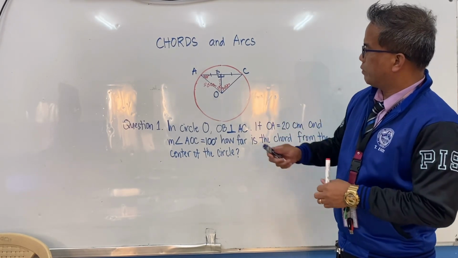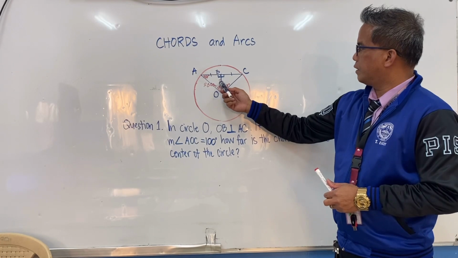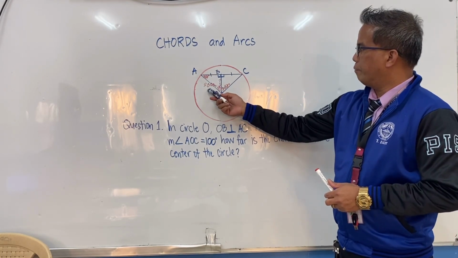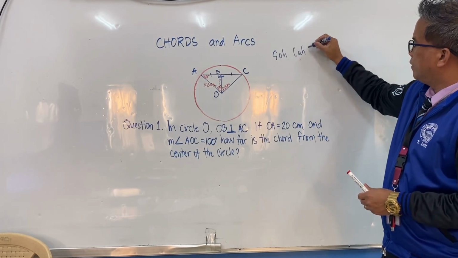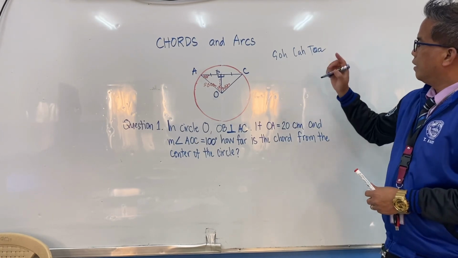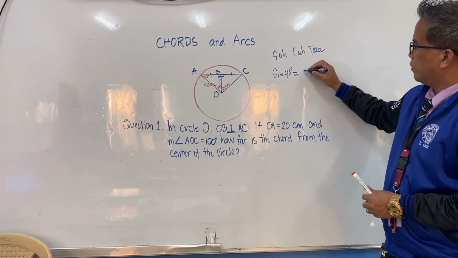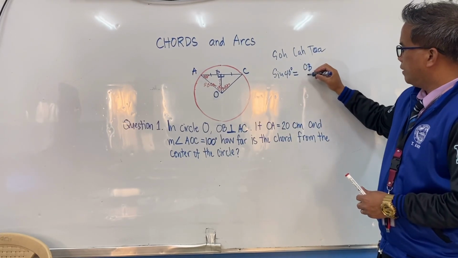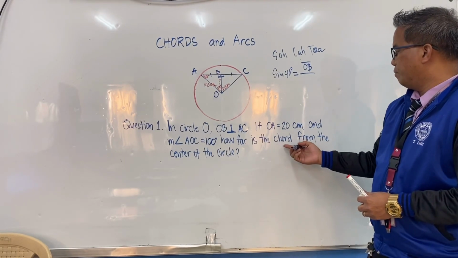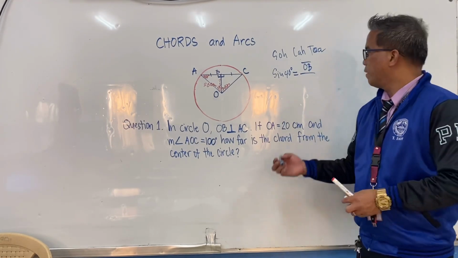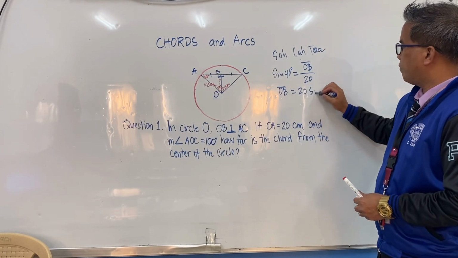With respect to this angle, we have the opposite side over the hypotenuse. Opposite over hypotenuse. Are you familiar with SOHCAHTOA? Okay, opposite over hypotenuse is sine. So sine 40 degrees is equal to, let's say this is OB because we are looking for that, the distance of the chord from the center of the circle, over 20. Then cross multiply: OB equals 20 sine 40.